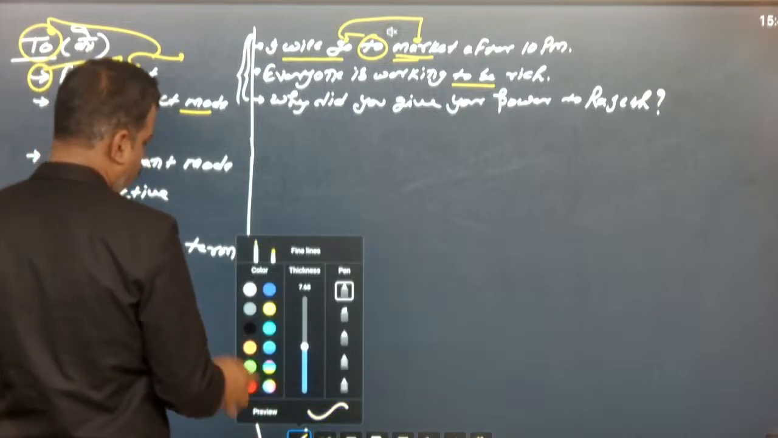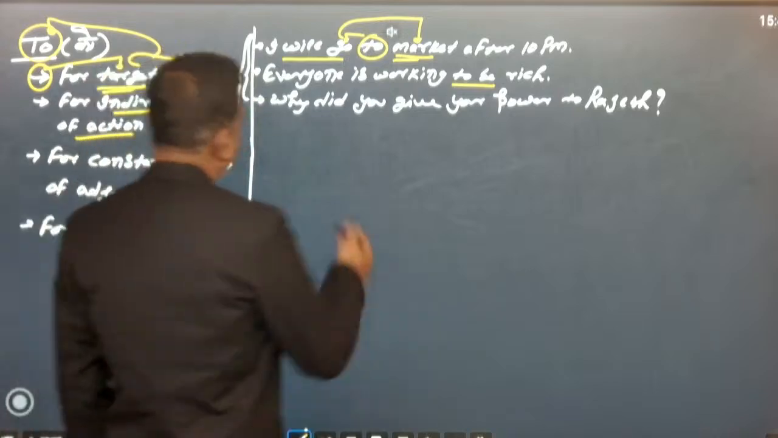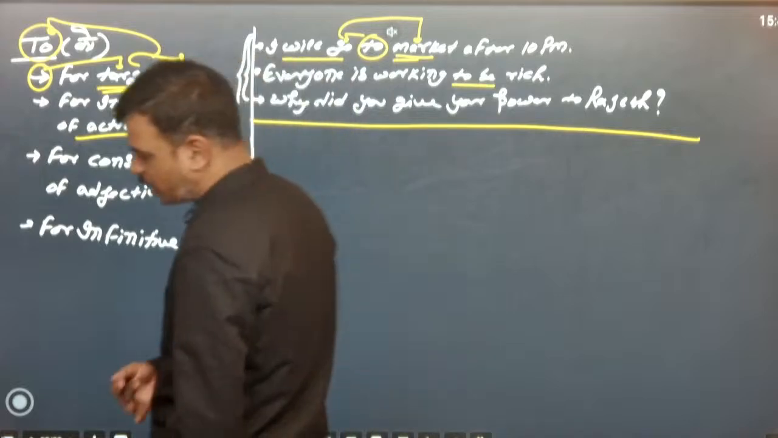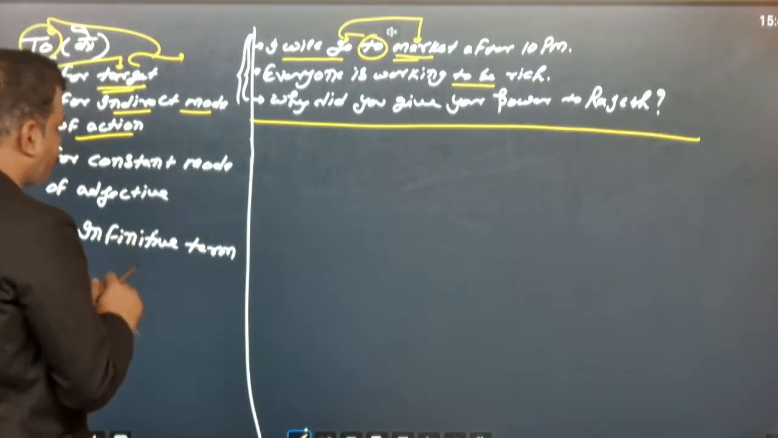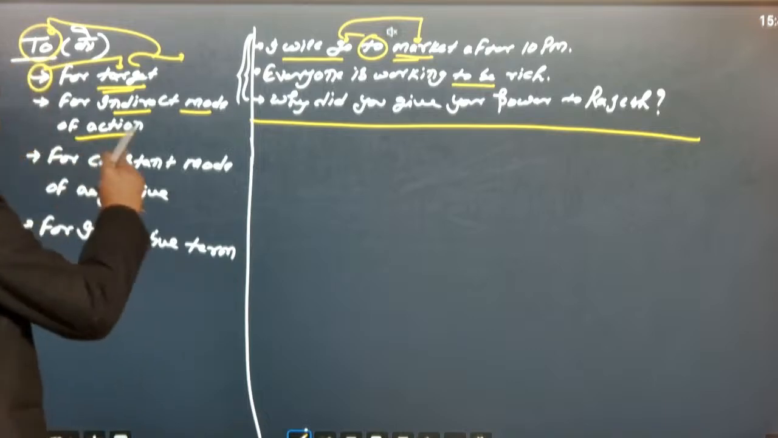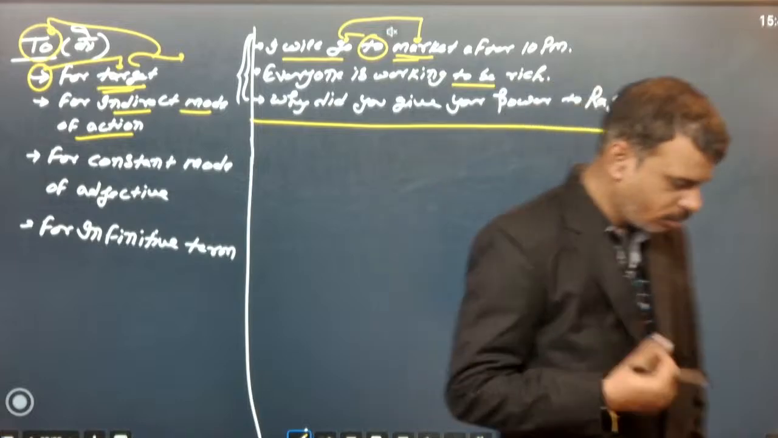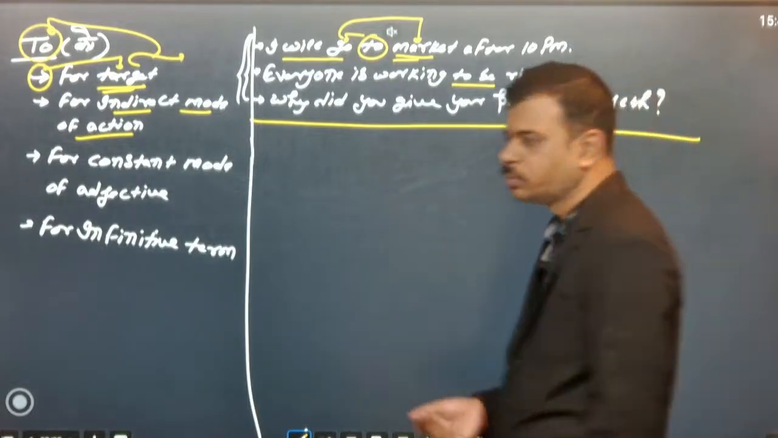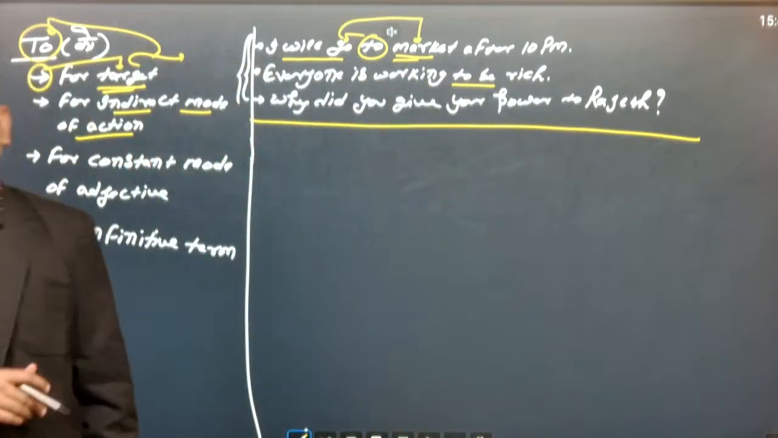Okay, we have two types of actions, direct mode and indirect mode. Direct mode means when object is directly related to main verb. When object is directly related to main verb, we go with direct term of action. But when object is not directly related to main verb, such type of action is known as indirect term of action.